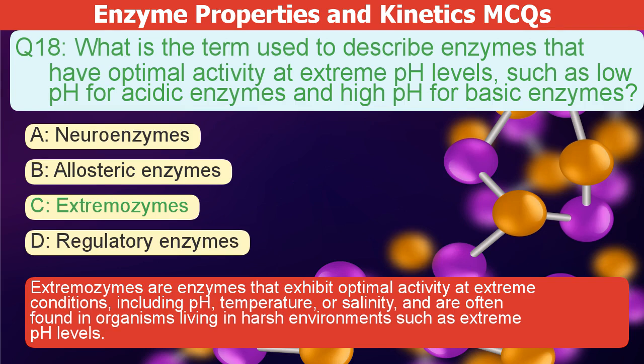Extremozymes are enzymes that work best in extreme conditions. These conditions include extreme pH, temperature, or salinity. Extremozymes are often found in organisms that live in harsh environments, like places with extremely high or low pH levels.